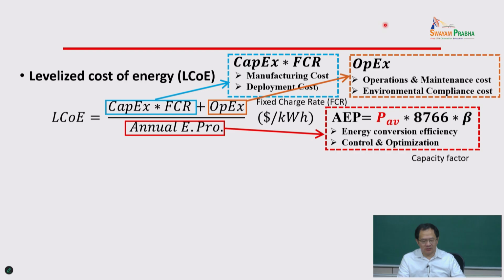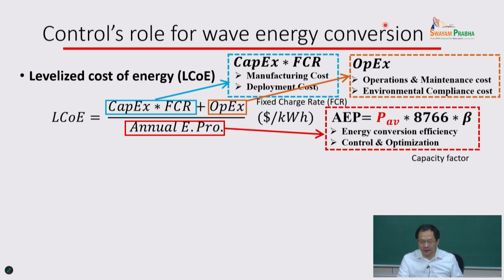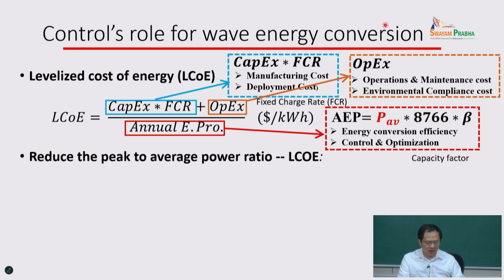Here, control can play a significant role. Some research already shows that without changing the structure, just by using control, you can reduce the LCOE by half. Let us see how. One thing is you can reduce the peak-to-average power ratio. I already showed that for the simple passive resistor case, we get 15. This is very large. For a 100 kilowatt device, you need to design for 1.5 megawatts peak power, right?